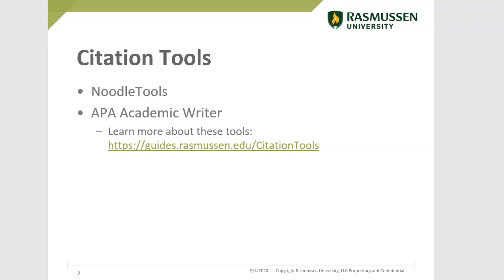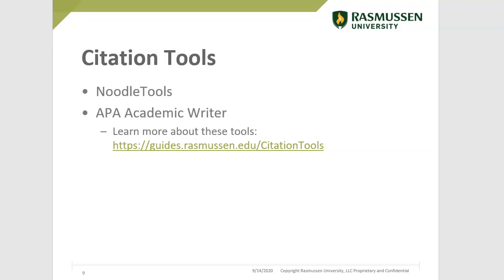They simplify the process for students by prompting them for pieces of information about the source, and assuming they have input everything correctly, it will arrange and properly format the references on the References page. Review more information about these resources in the Citation Tools Guide. It is also worth noting that both the APA Guide, Noodle Tools, and the APA Academic Writer provide students with assistance for writing annotated bibliographies, which are assigned in many Rasmussen courses.